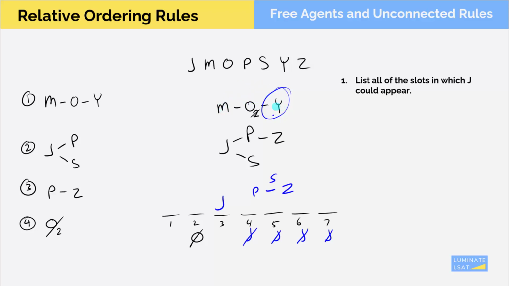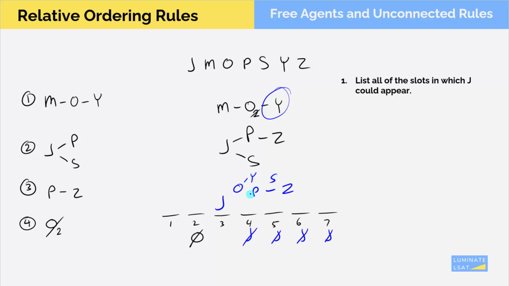And do you see that if you try to put M on the right side of J, you're just not going to have enough space to put M, O, and Y, and S, P, and Z. And in addition, if you try to put the O to the right of the J, somewhere over here, well, you're not going to have enough room for the O and Y, as well as the P, S, Z.